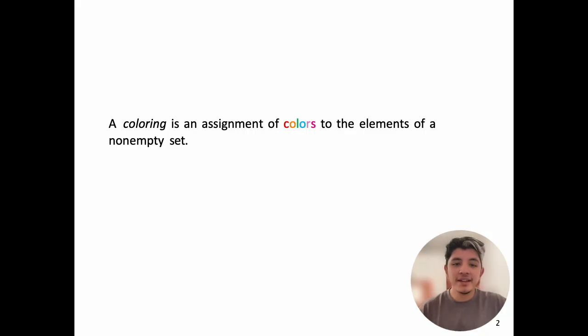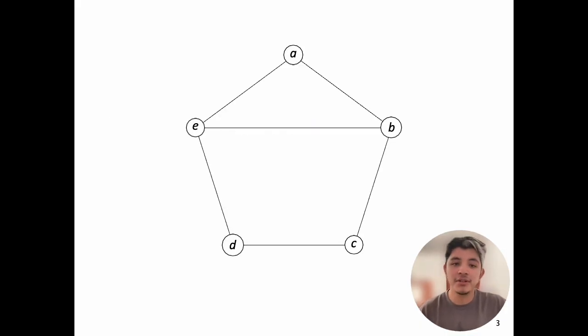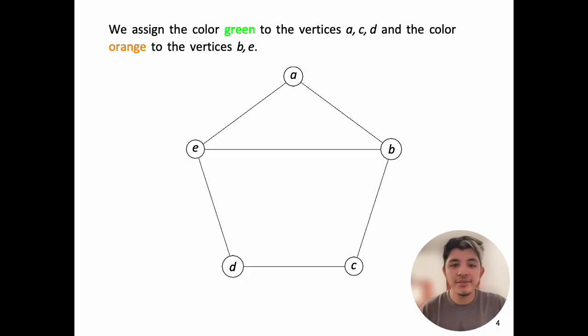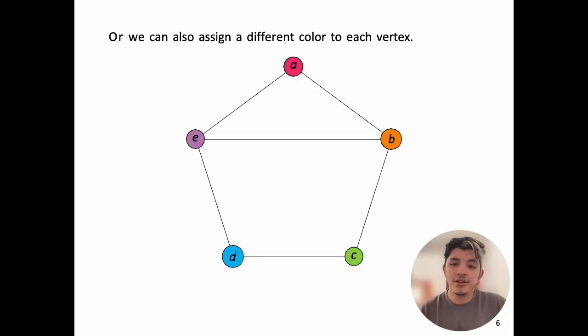Okay, let's begin with a review of combinatorics. A coloring is an assignment of colors to the elements of a non-empty set. For example, in this graph, we may assign the color green to the vertices A, C, and D, and the color orange to the vertices B and E. With this coloring, the resulting graph is this one. Or we may also consider the assignment of a different color to each vertex, like this one.